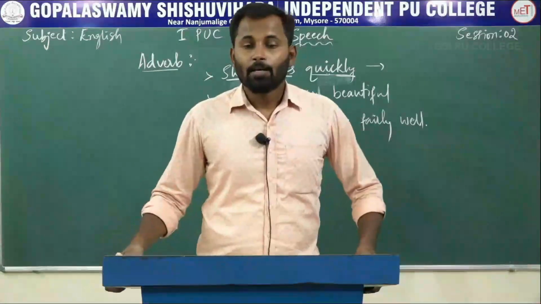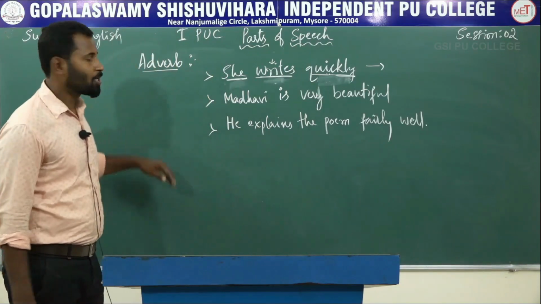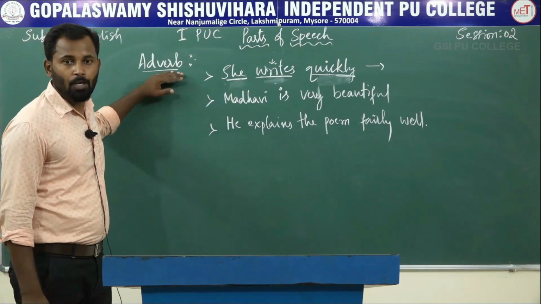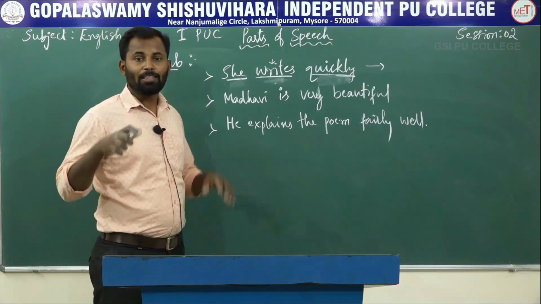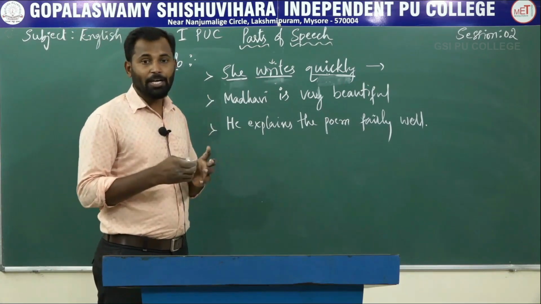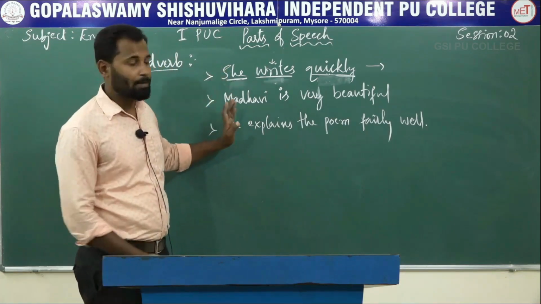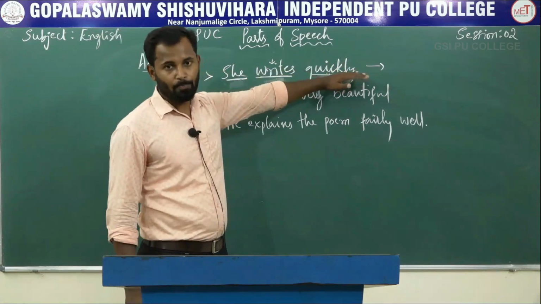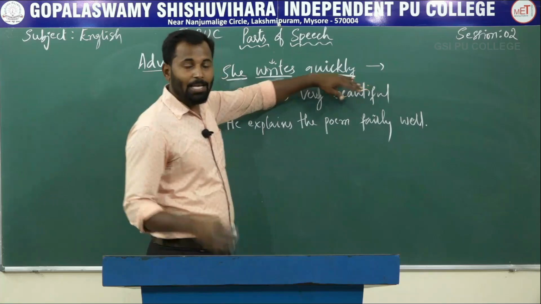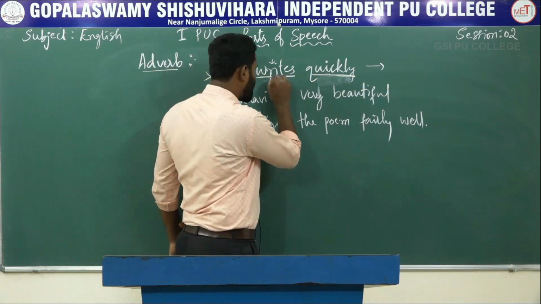So we have studied the verb and its types. Let us now move on to the next part of speech, that is adverb. So what is an adverb? Adverb is a word used to modify the meaning of a verb, an adjective and an adverb. Let us understand this with some examples. In the first sentence, you have she writes quickly. Here the word quickly is an adverb which modifies the meaning of the verb writes.